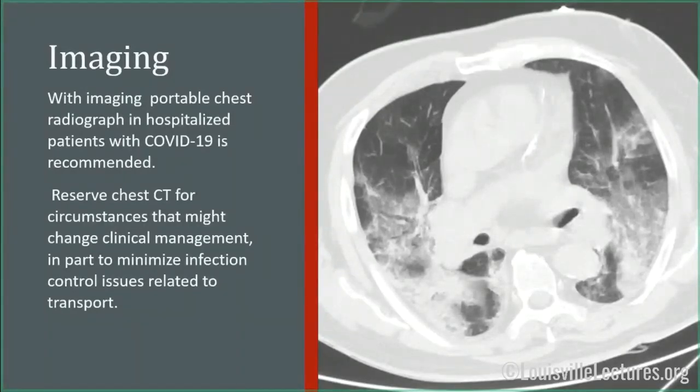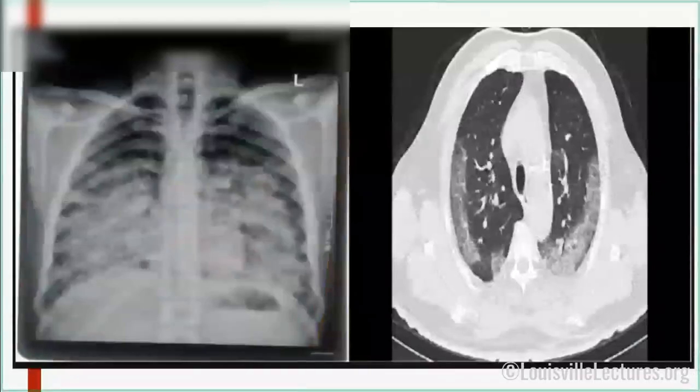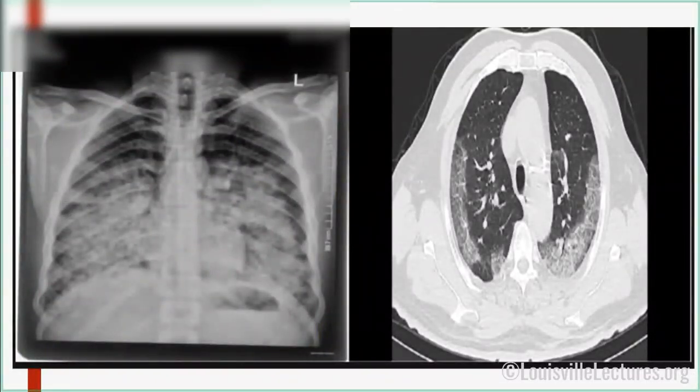But I just wanted to take a second to point out that these are actually the types of images that you would see when we were talking about the dysregulated response, pulmonary edema, hyaline membrane formation, and the development of ARDS. These are the types of images that are consistent with that.